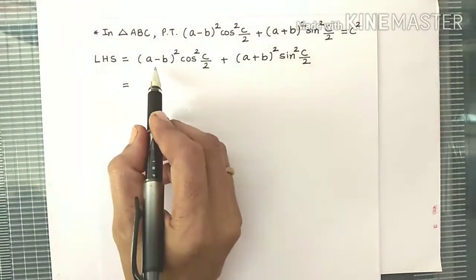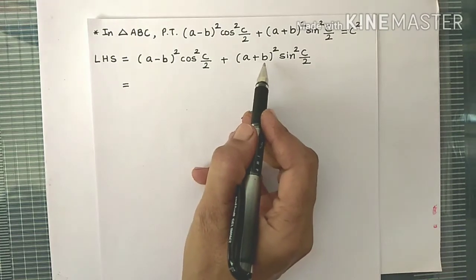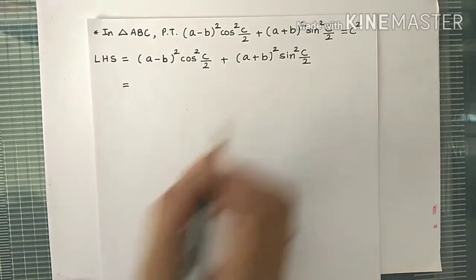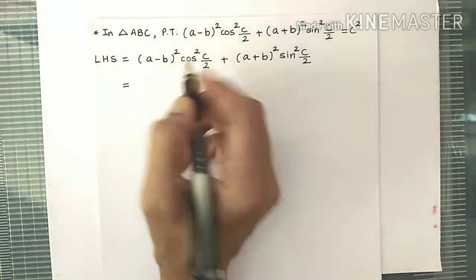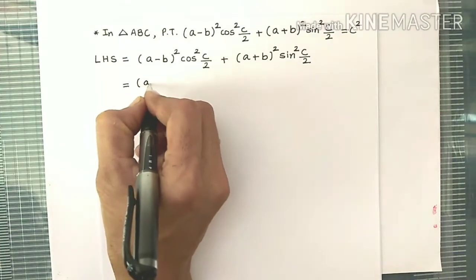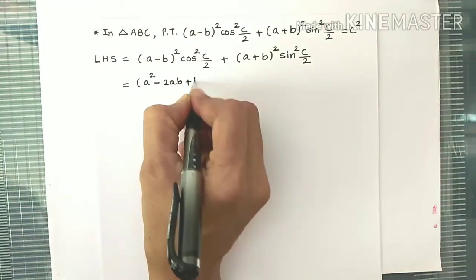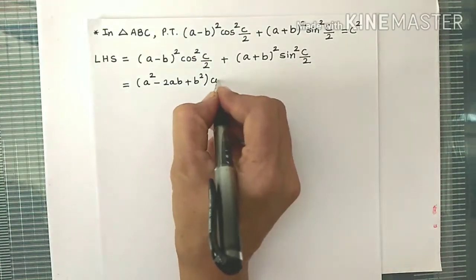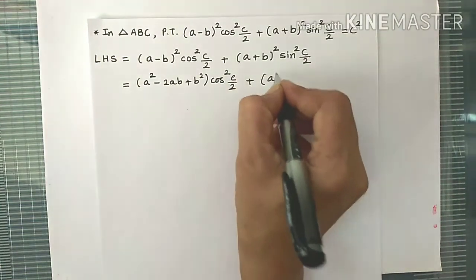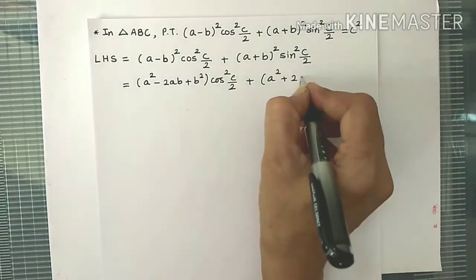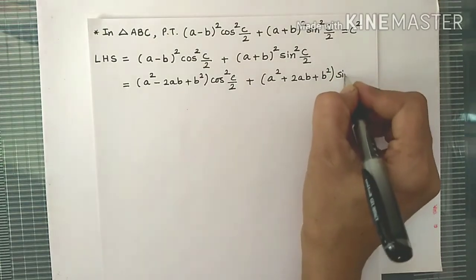So the left hand side is (a minus b) whole bracket square multiplied by cos square C by 2 plus (a plus b) whole bracket square multiplied by sin square C by 2. Let's simplify this. Let's square these two brackets. So squaring the bracket, we get a square minus 2ab plus b square multiplied by cos square C by 2, plus (a plus b) bracket square, that is a square plus 2ab plus b square, multiplied by sin square C by 2.